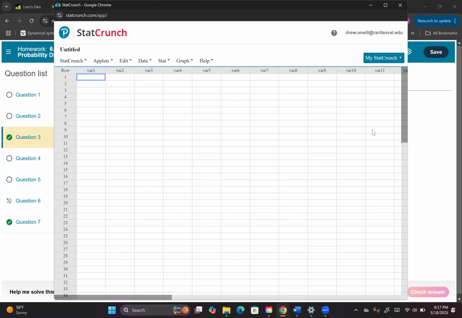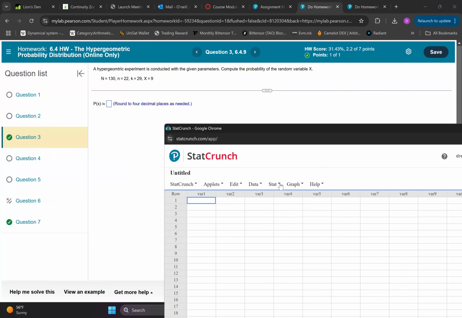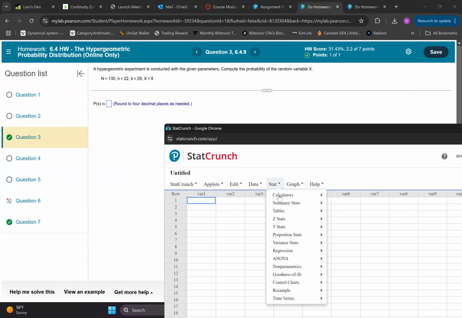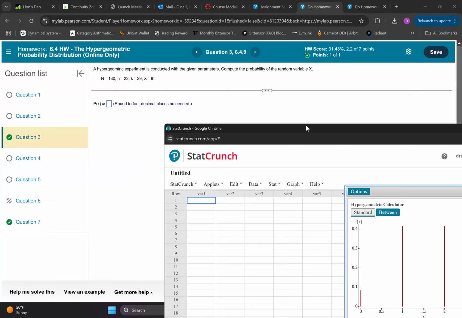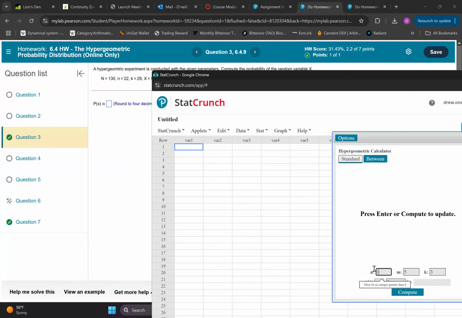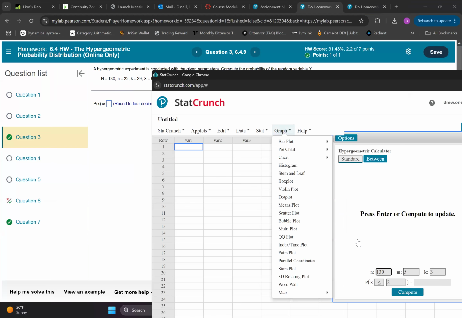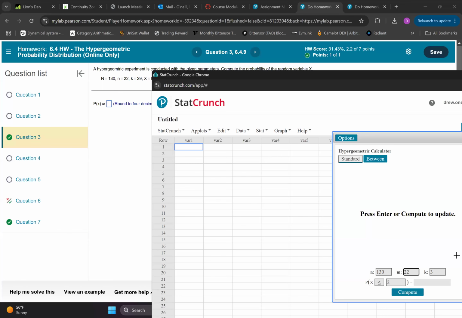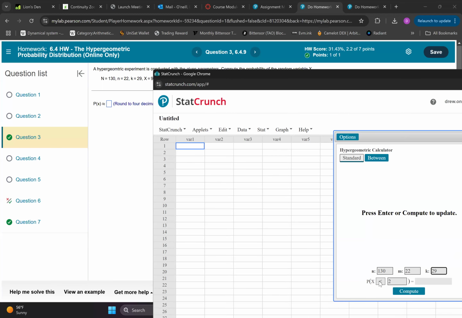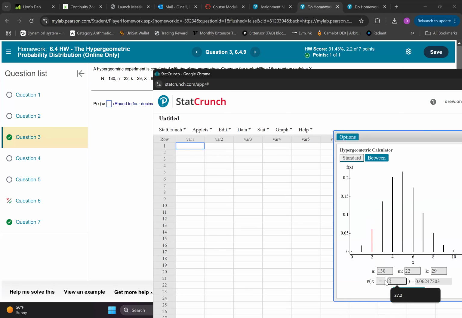All right, hit Stat, Calculators, Hypergeometric. Little n is now big N, so we're going to put a 130 here. Little n is now m in this calculator, so we're going to put 22. K is 29. And we're calculating the probability that x equals 9. So hit change less than or equal to equals, change 2 to 9, hit compute, and that's our probability.